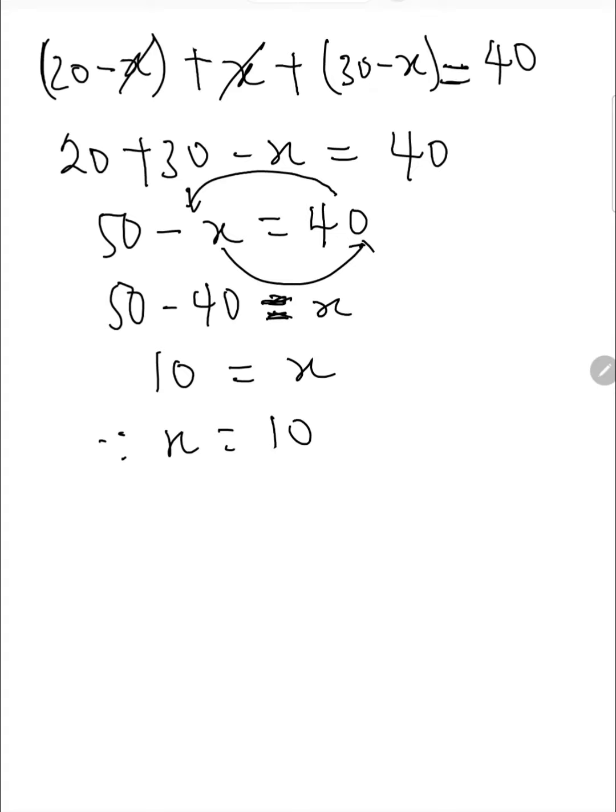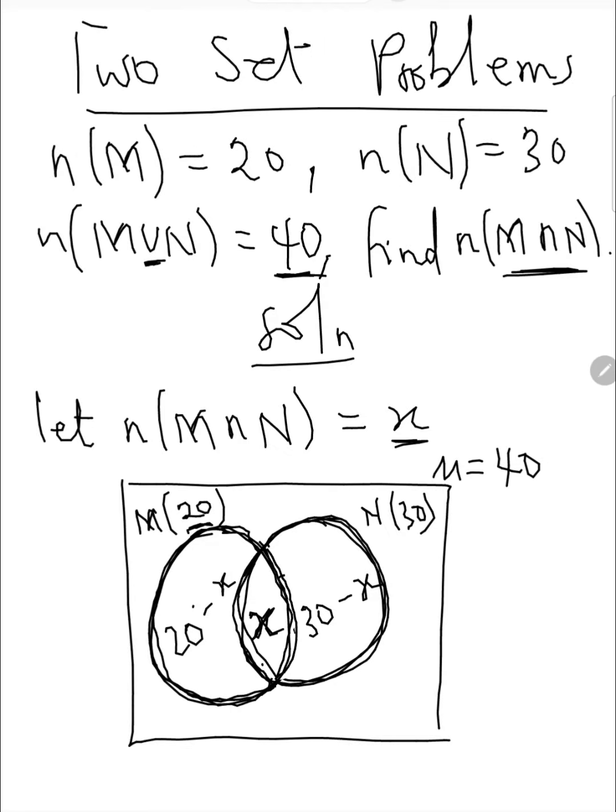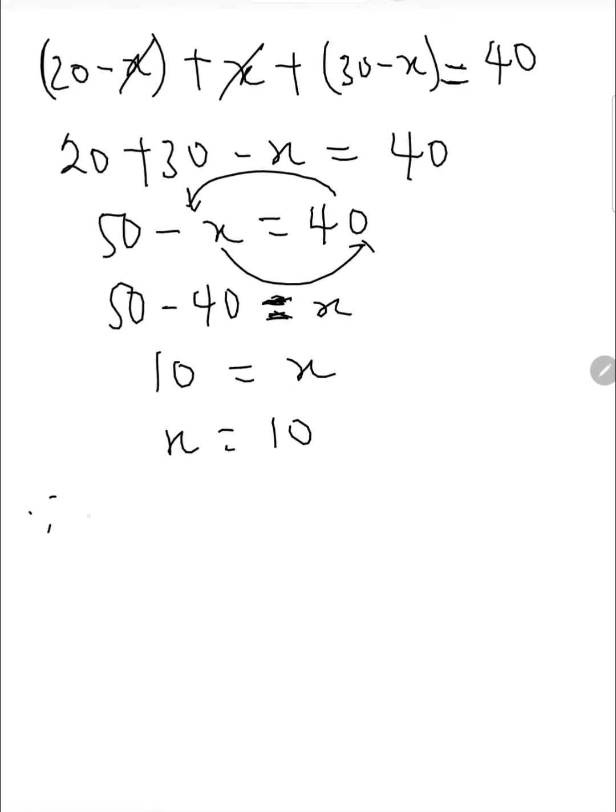But what is X? Don't forget we represented the intersection by X. So X is the number of elements in the intersection. Therefore, the number in the intersection of both sets is equal to 10. So that's it.